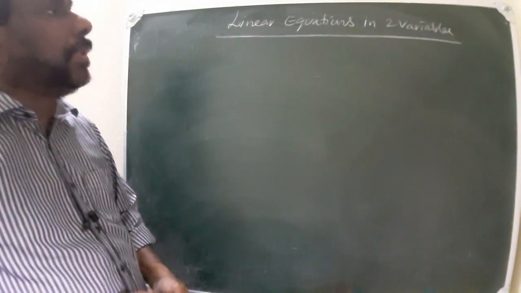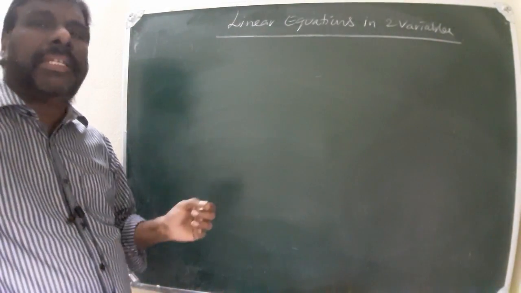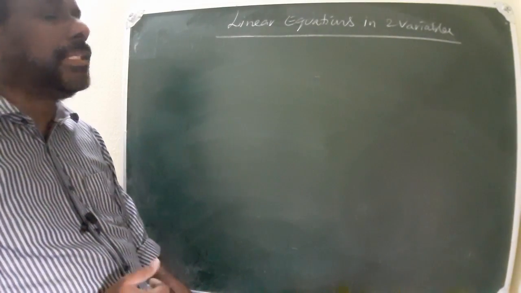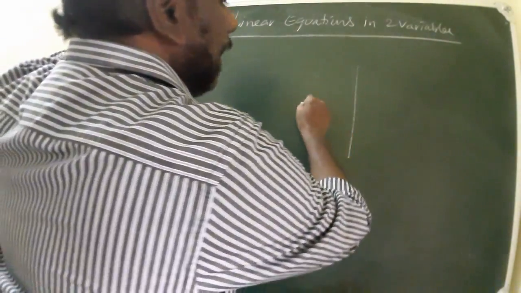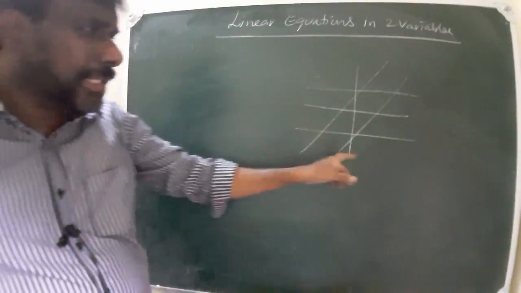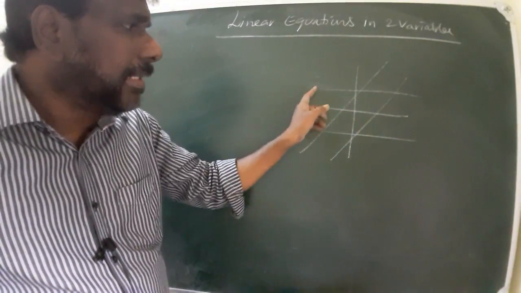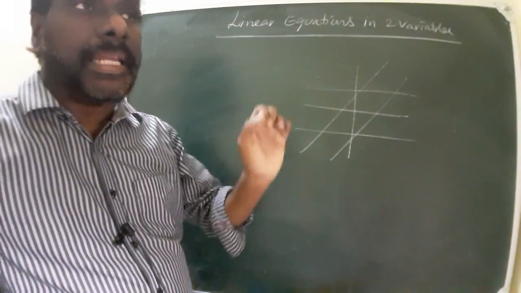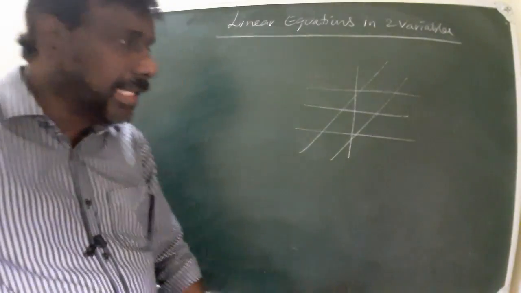Now, what is a linear equation? A linear equation means an equation which represents a line. For example, in a graph, if you draw any lines like this, these are all straight lines. Every straight line has an equation, and that equation is called a linear equation. Linear equation means line equation.